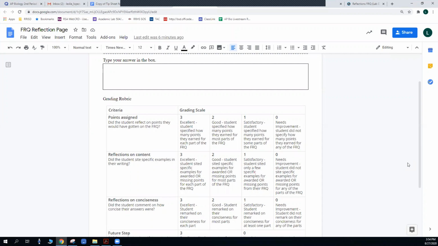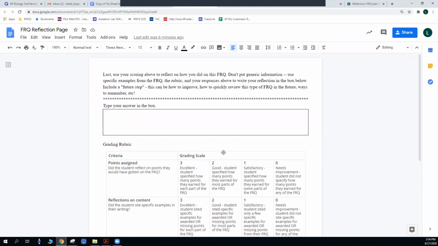Today we're going to be showing you how to do your FRQ reflection page. This is a document and it's going to be linked as an assignment in Schoology. And in this area here is where you will type out your response. Now your response does need to be in paragraph form.